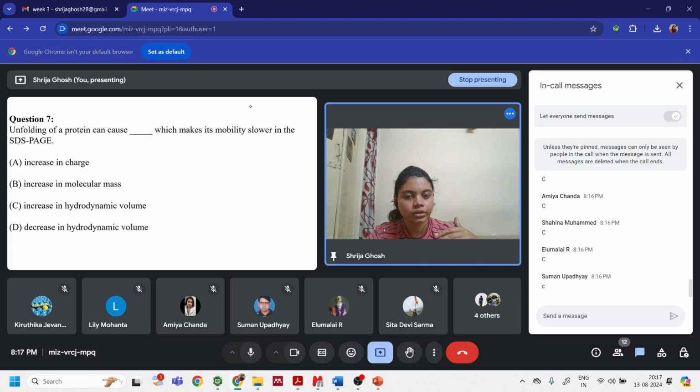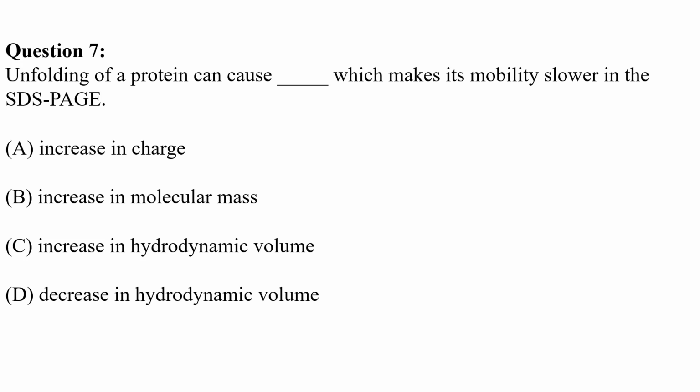If I make a very small paper ball and pass it through a pore, it will pass very swiftly, but if I open it, it will have some friction from the sides of the pore, so it will not pass swiftly, right? There will be some resistance from the walls of the pore, from the medium. Because the hydrodynamic volume has increased, it will now be hindered while passing through those pores. Similarly, when a protein has been unfolded, there is an increase in hydrodynamic volume, which causes the protein to move slower in the gel because of the resistance caused by the gel. So its mobility is slower in SDS-PAGE. This is clear. Most of you have answered correctly. So option C is the correct answer.